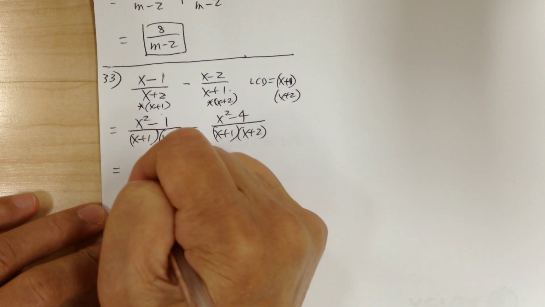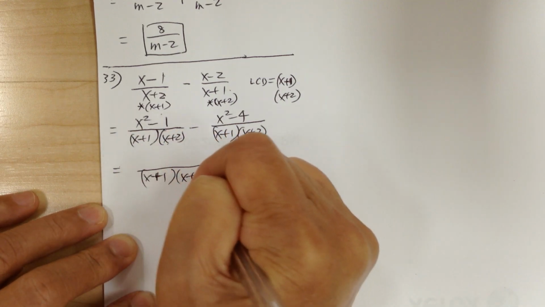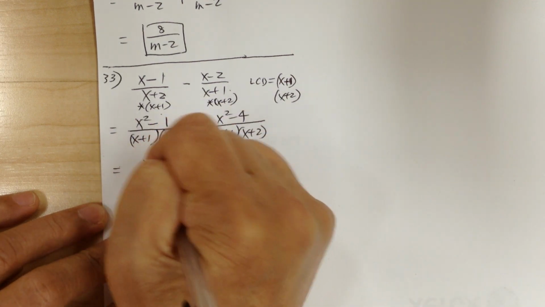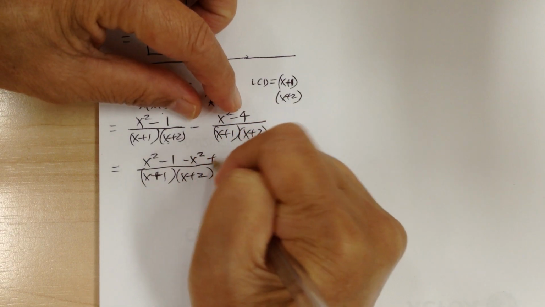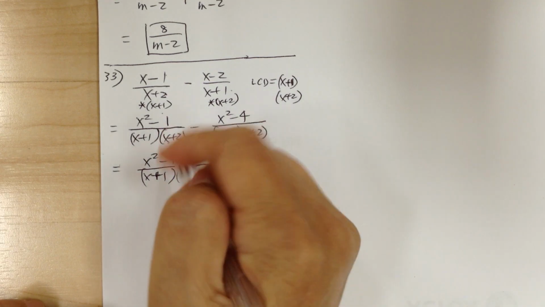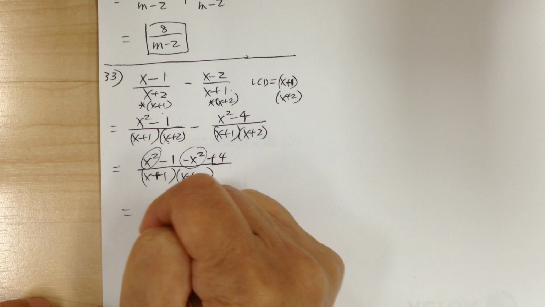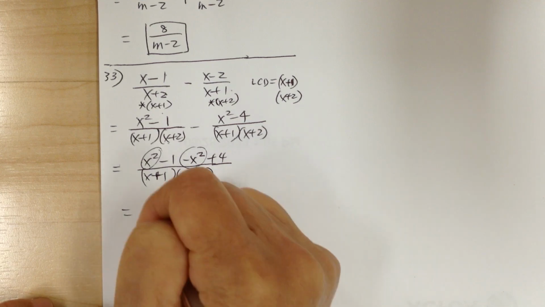Now you go to step 5. That's a subtraction, so you have to bring everything together. So you're going to be minus x squared plus 4. Watch out for this one. Combine the like terms. So this will equal 3 over (x plus 1)(x plus 2).